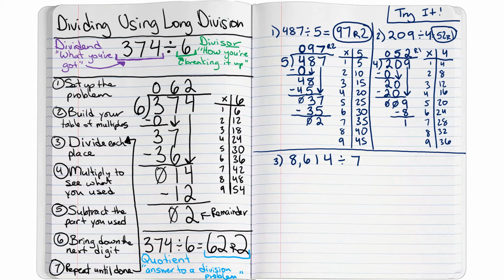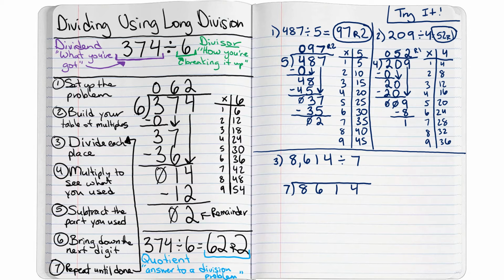All right, so we wrote the problem. Step 1 says set it up like long division. So I'm going to give myself a couple lines of space for my long division, and I'm going to write 8,614. Now notice, I didn't write the comma.